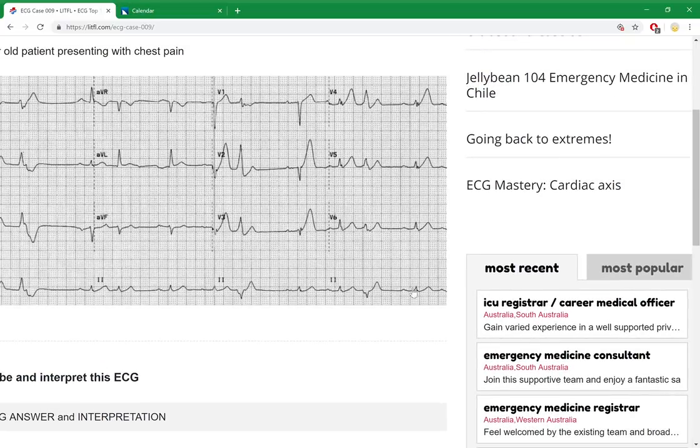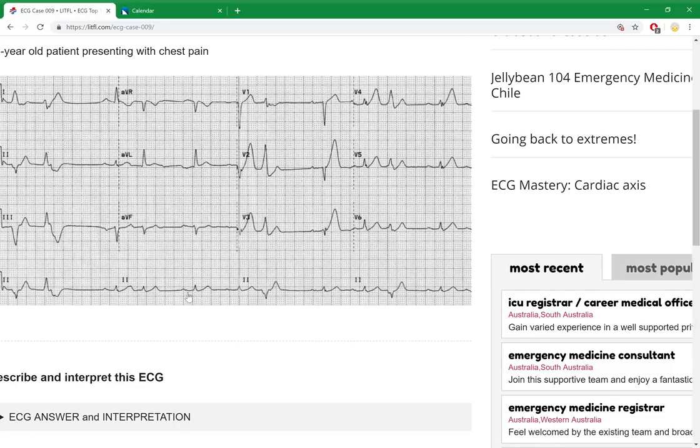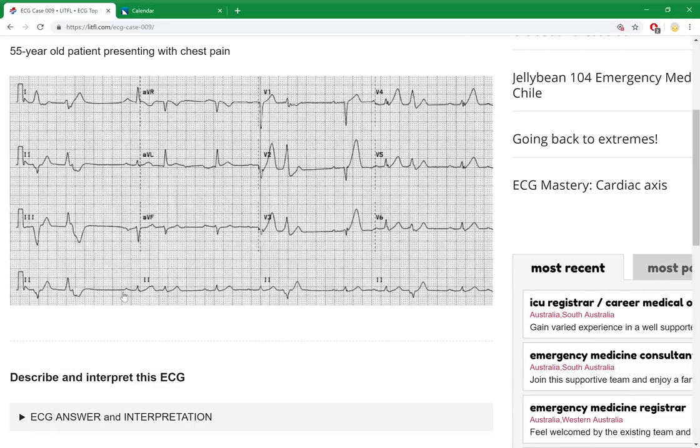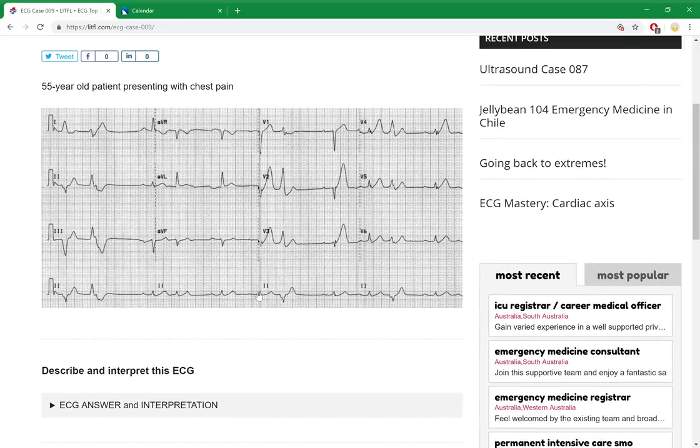But if we look, we see P waves. It's not like a third degree AV block. It looks like a first degree AV block. Every QRS has a P wave except for this one. So we definitely have some funkiness going on with the conduction. But in general, they're mostly sinus rhythm. So there are going to be some PVCs thrown in here. It looks like multifocal PVCs.